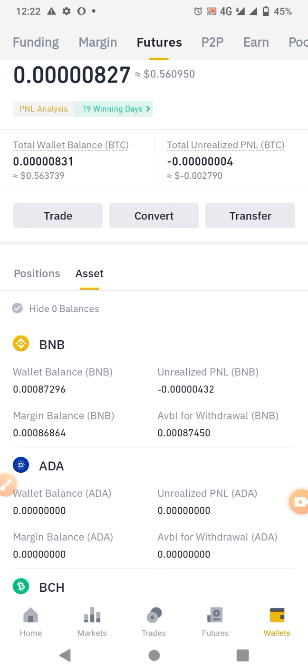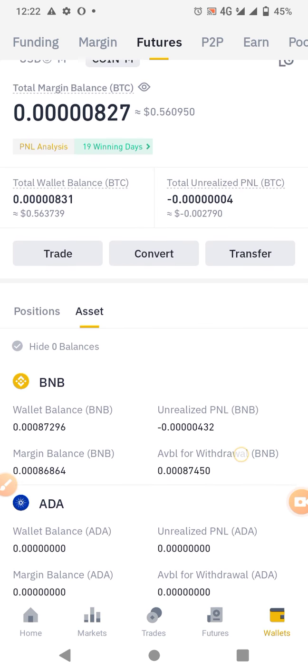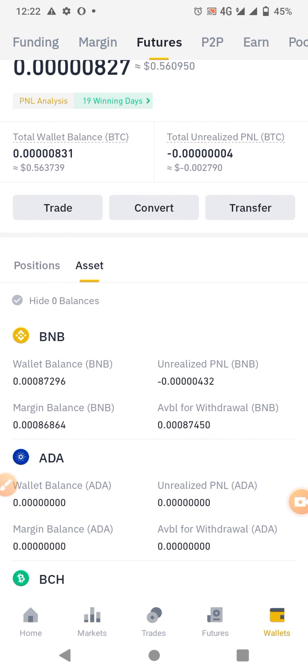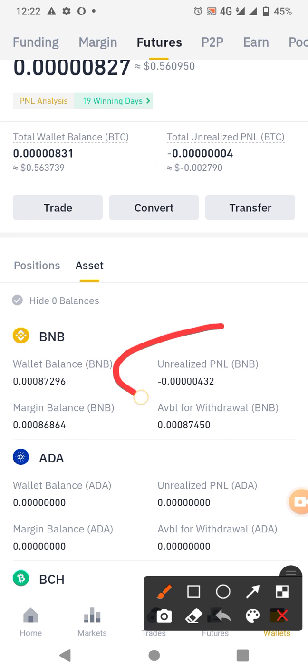These are out of the trade I carried. This is the amount I can withdraw outside. This amount I can withdraw out to other wallets. This is my margin balance, the amount I sent before. This is the unrealized PNL. That is, I've not closed the position. That's why it is unrealized.